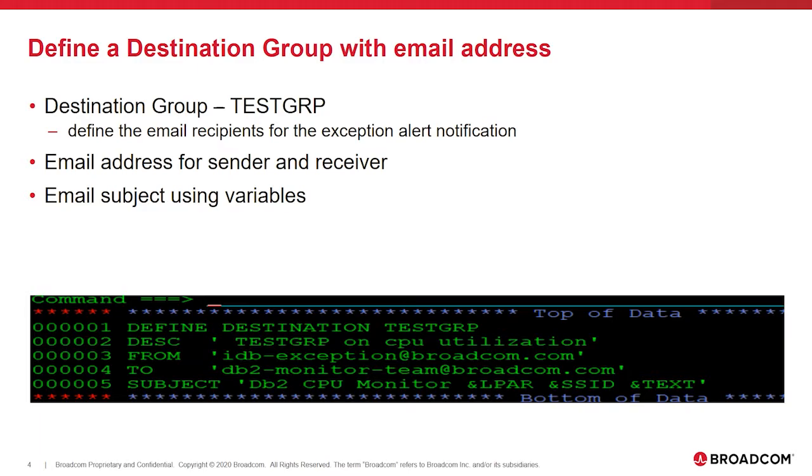Define a destination group. First of all, the destination group that contains the email recipients for the exception alert must be defined. As we can see from the picture, the destination group contains the mail address for sender and receiver, the mail subject, and other variables.